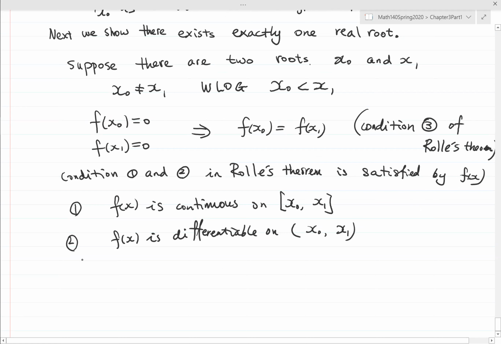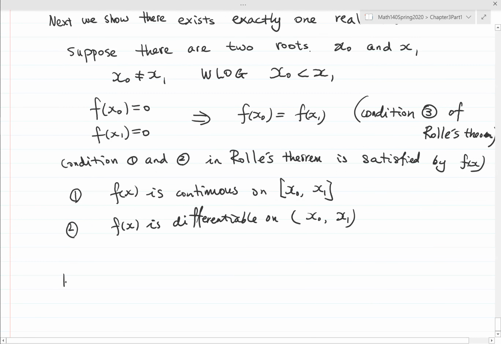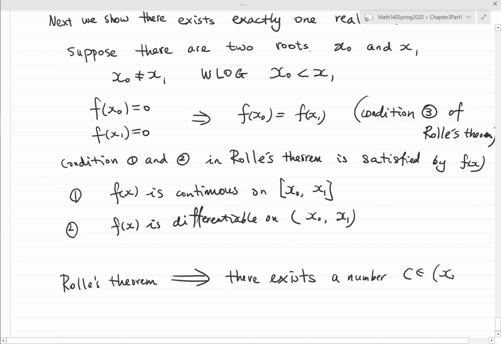The two function values at the endpoints x0 and x1 agree. They have the same function value. So we can conclude by Rolle's theorem. Rolle's theorem tells us there exists a number c in the open interval x0 to x1 such that f derivative at c is 0.